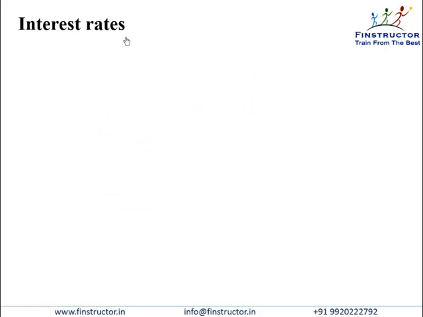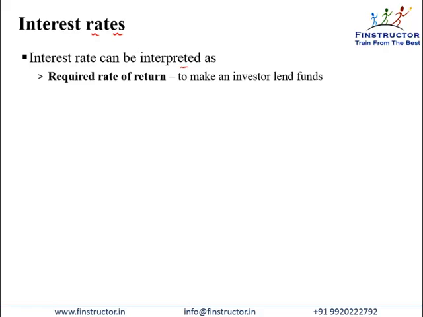Which brings us to the question that how is this interest rate determined? Or what is the interest rate that should go into the calculation of our time value of money? Now the curriculum gives us various interpretations of interest rates. The first is that the rate of interest is the minimum required rate that we need to offer an investor so that he lends his funds.